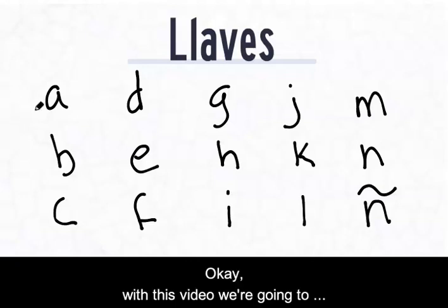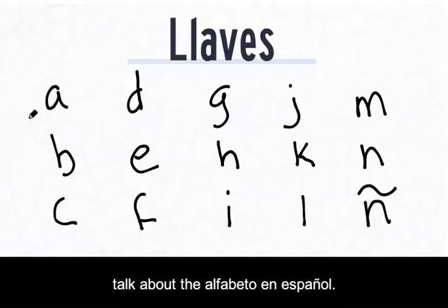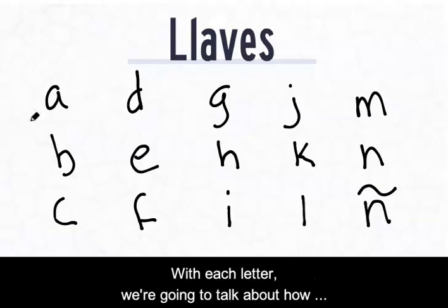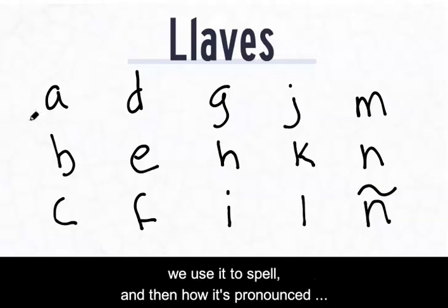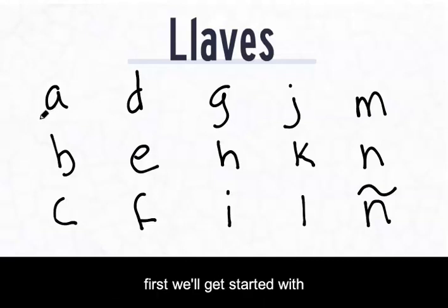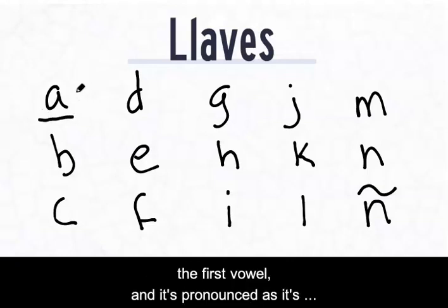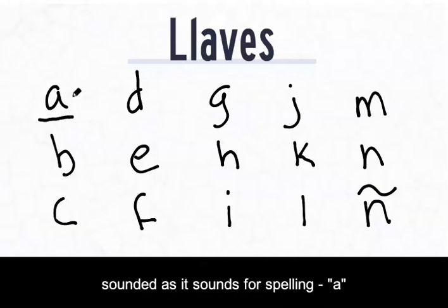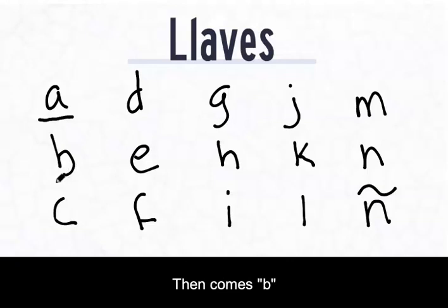Okay, with this video we're going to talk about the alfabeto en español. With each letter we're going to talk about how we use it to spell and then how it's pronounced, because those are different in many cases. Okay, so first we'll get started with A, the first vowel, and it's pronounced as its sound and as it sounds for spelling A. Okay, then comes B.